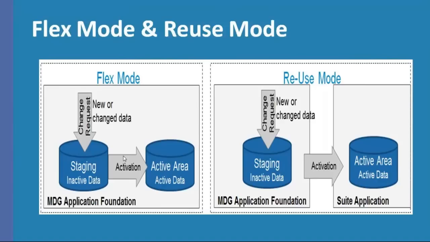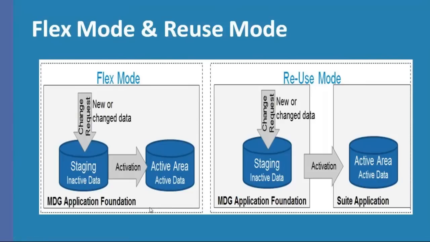Okay, fine. So the change request, new or change data, whether you are creating a new or updated change request, after the submission your data will come to the staging table, which is basically the inactive record. Then all the approvals and everything will go. Once the activation takes place, your data will go to the active area. But as you are using flex mode, your data will be within the MDG framework, so even after the activation, it will be part of your MDG application foundation.